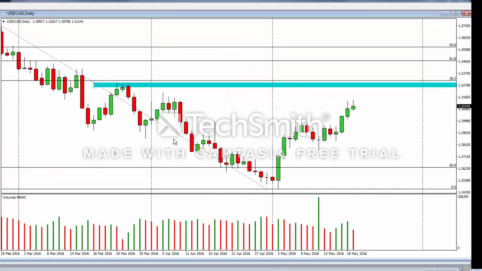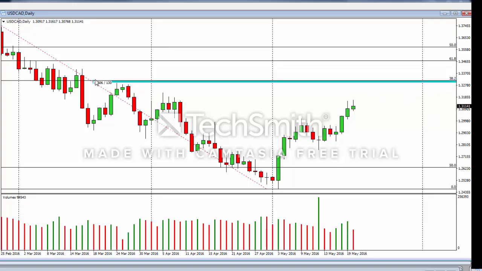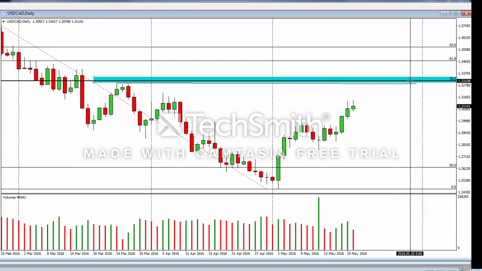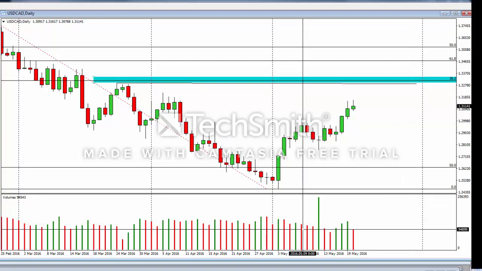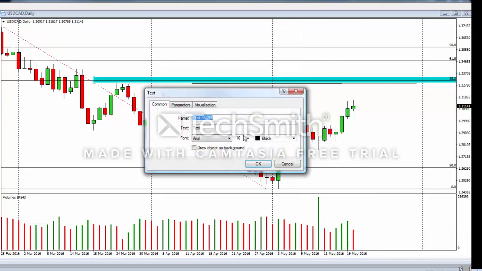So let's just scale down into the daily chart, keeping our 38.2 fib in mind. That level is this level here, so let's not trade, never trade before the level, always trade through the level. So that level is that level there, 38.2 fib coming in just above it. So the short for USDCAD is 3310. Let's get this on the chart.